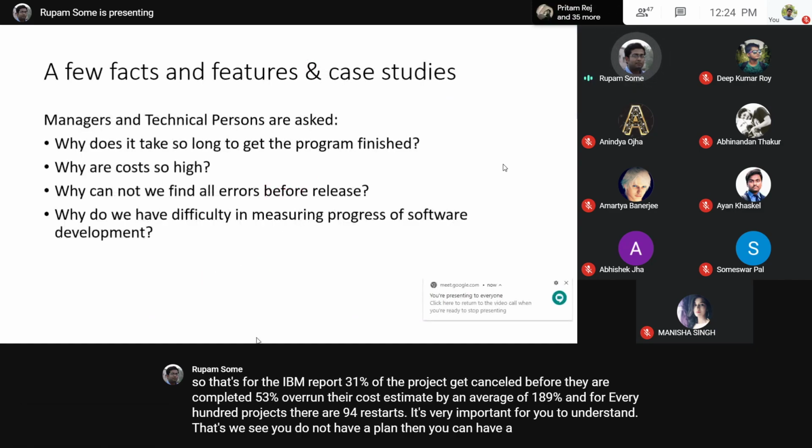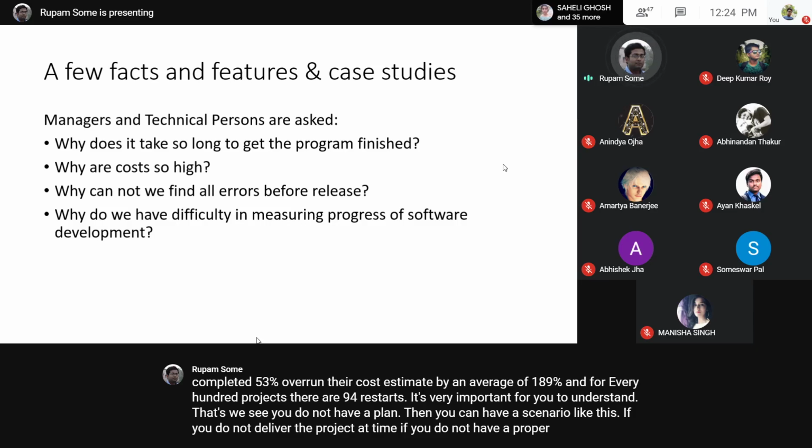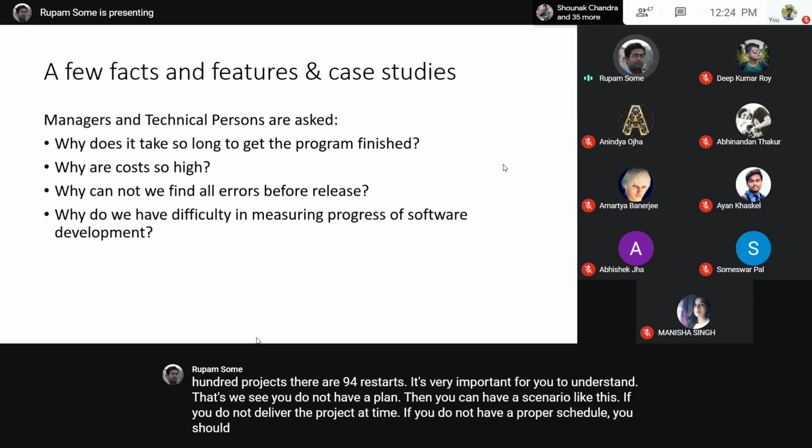And the next one is a little bit funny. Managers and technical persons who work in the software industry are often asked queries like, why does it take so long to get the program finished? That means you promise that the product is going to be delivered within the next 6 months, but you failed to reach the deadline. Why is it so? Why are the costs so high? Initially, you told me that the product is going to cost rupees 10 lakhs, but right now you're telling me that the cost will increase by 30%. Why is it so? Why can we not find the errors before release?